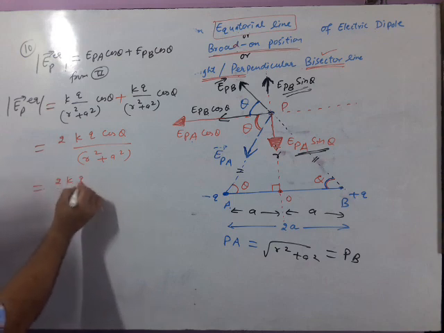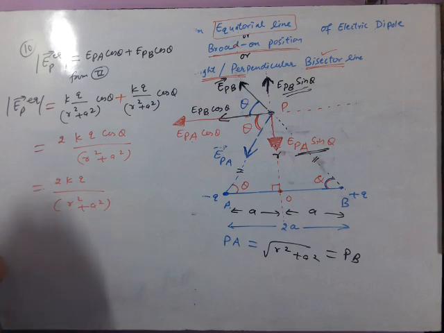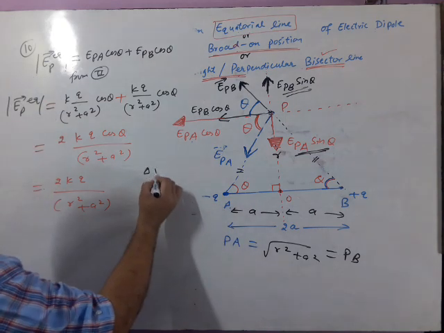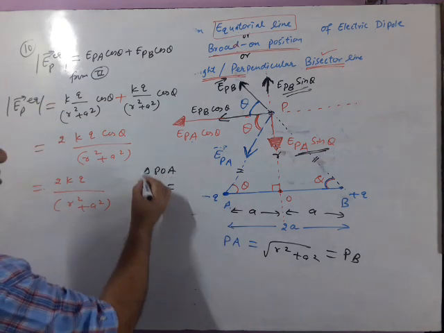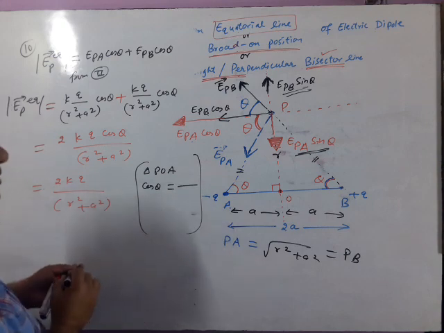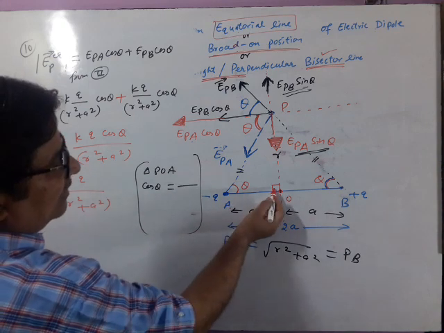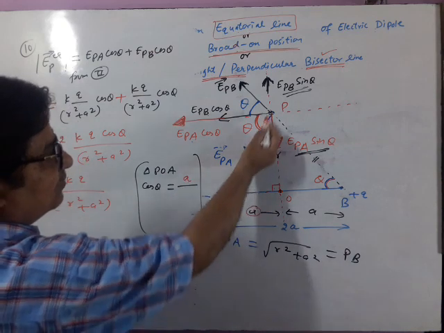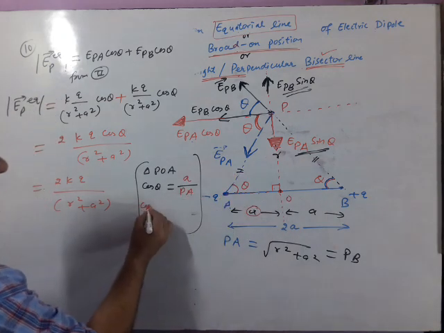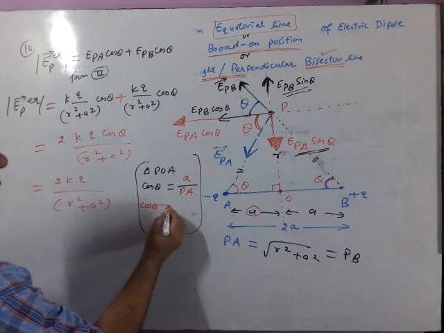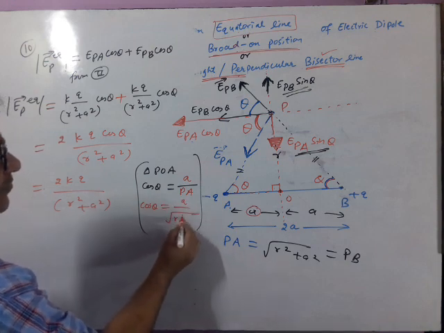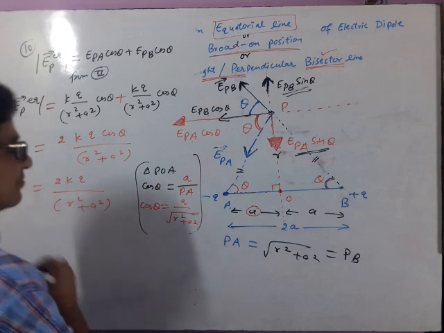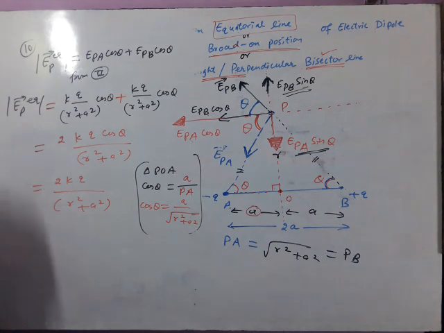Now what is cos theta? See, in this triangle POA, what is cos theta? You know, it is base upon hypotenuse. So this is the base, the line joining the 90 degrees and the angle. This is base A, upon hypotenuse, which is PA. And you know what is PA? This one, root of R square plus A square. This is cos theta.